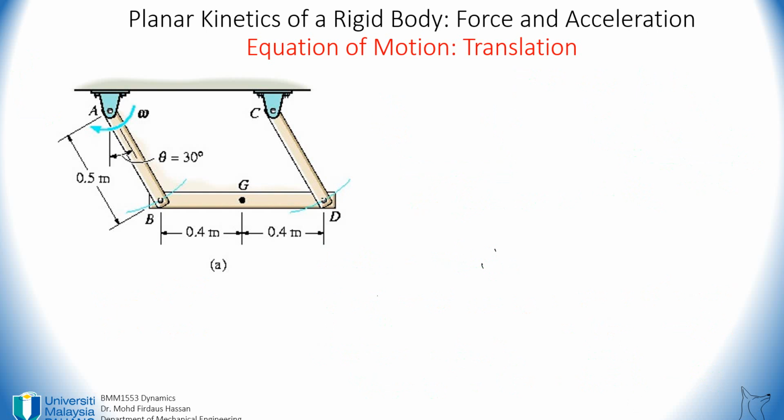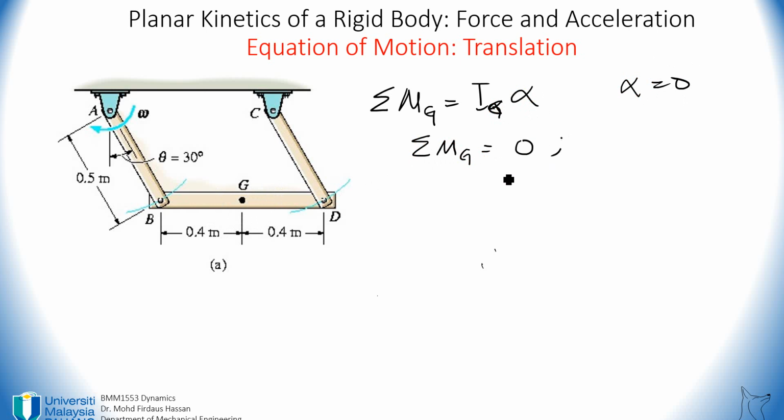So you go back to the summation of moment. Let's say that you choose the moment at point G, and it's equal to I alpha G. Just write the basic equation. As we mentioned, this one is curvilinear motion, not a rotational motion, so that alpha is 0. So the summation of moment at G is 0. You have simplified your equation. So let's choose that the moment in counterclockwise is positive.